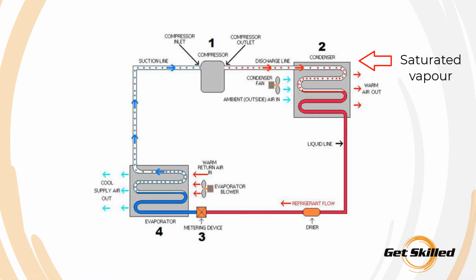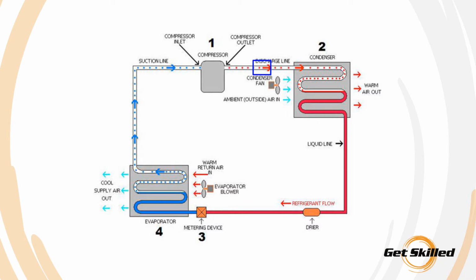Both saturated vapor and saturated liquid are present in the evaporator and the condenser. Liquid refrigerant enters the evaporator and changes state from a liquid to a vapor. This change occurs due to the warm air flowing over the coil and the refrigerant absorbing this heat, causing the liquid refrigerant to evaporate to a vapor.